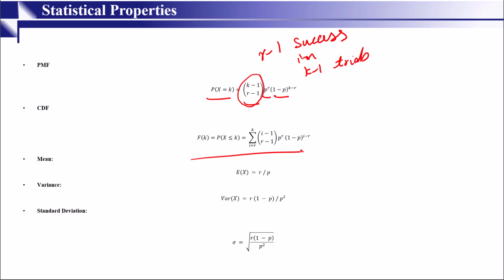Then we have the CDF here. The CDF is the probability of needing k or fewer trials. So we write again the sum of this, the sum of i from r to k of the combination of i minus 1, r minus 1, times the probability of success to the power r, times the probability of failure to the power i minus r. Then we can go for the mean. The mean is r by p. The variance is r multiplied by 1 minus p, divided by p squared. And the standard deviation is simply the square root of the variance.